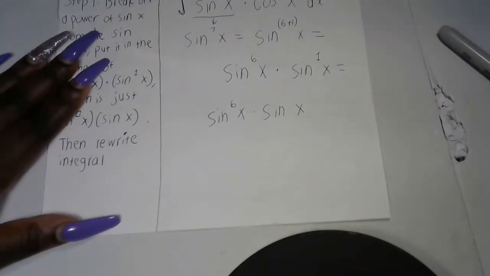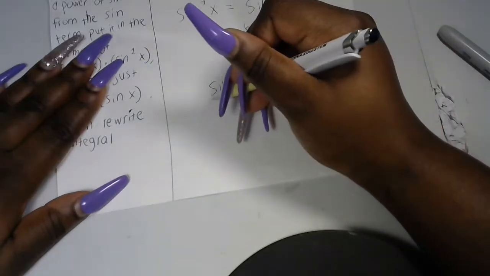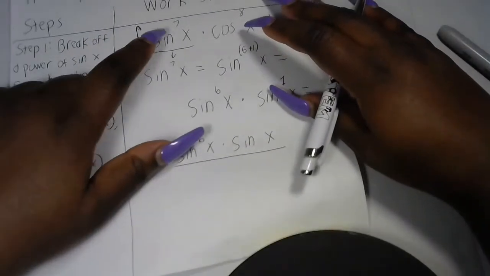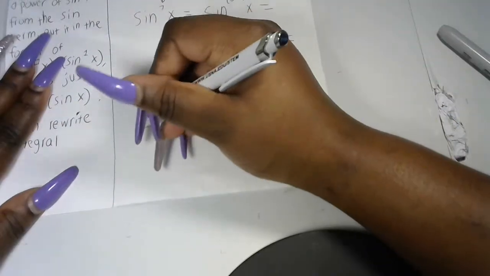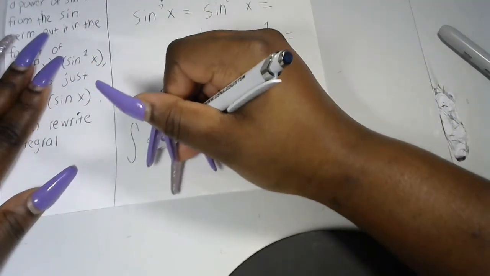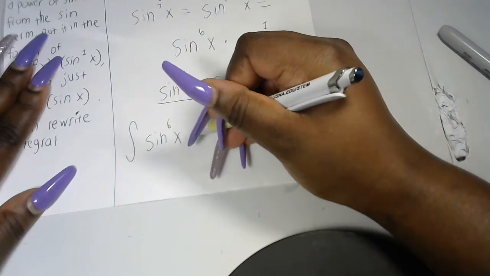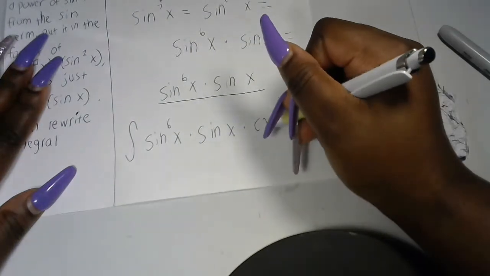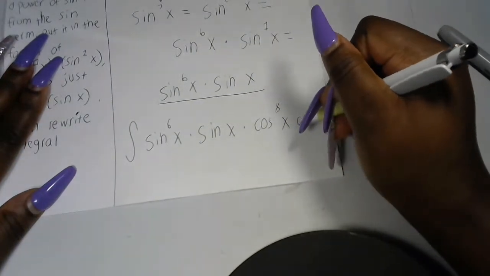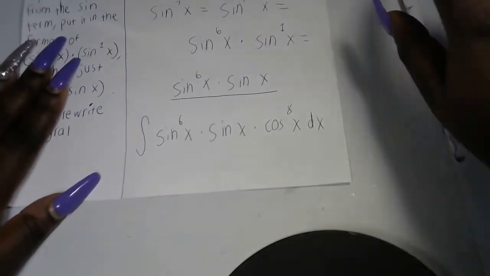Then we rewrite the integral. Replacing the sine x to the 7th with this, we get the integral of sine x to the 6th times sine x times cosine x to the 8th dx. All right, so that's what we have right now. Now let's go to step 2.